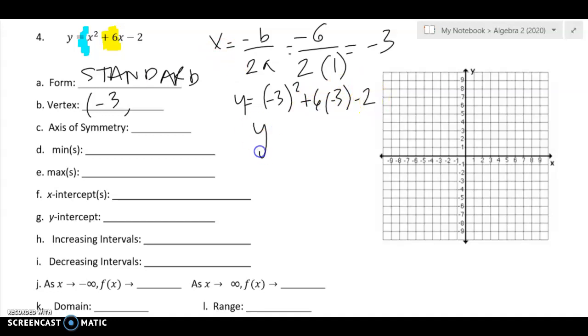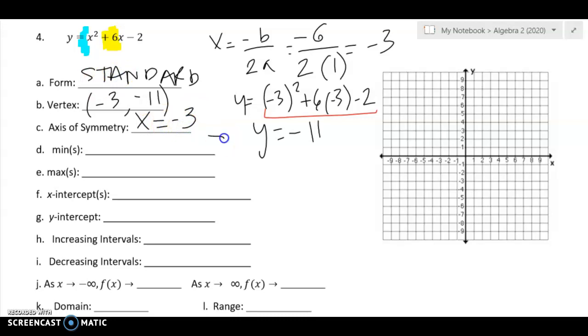I'm just typing that in. There's a whole chunk with just the numbers here. You could type that into your calculator, type it into Desmos, anything like that, even your cell phone, and you can get negative 11. That is the y value. So this helps you with the axis of symmetry. X is going to be equal to negative 3.